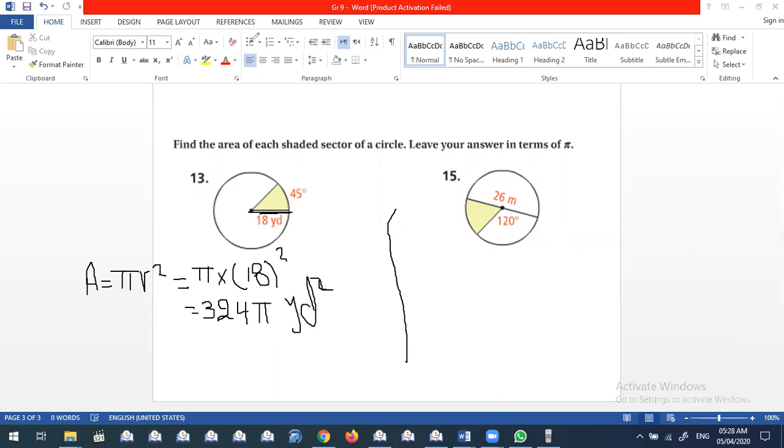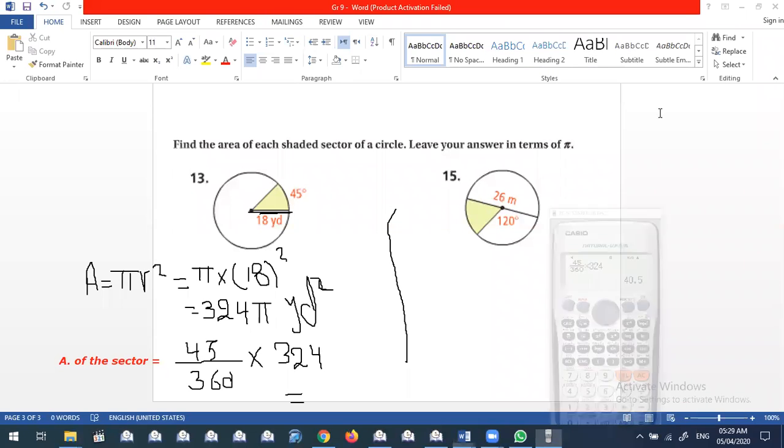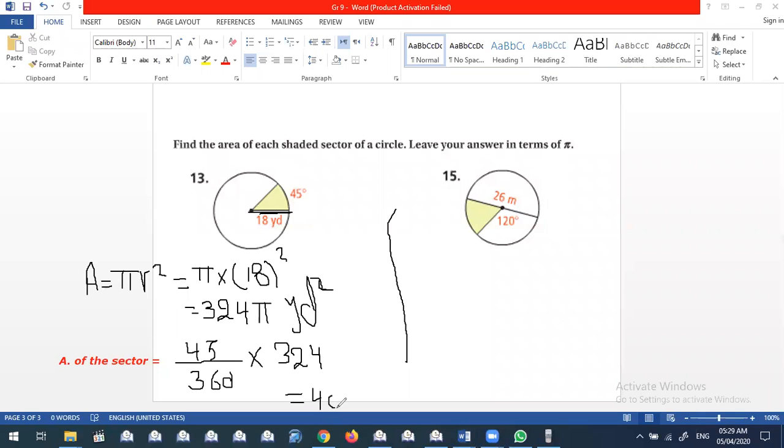To find the area of the sector, area of the sector equals the measure of the arc. The arc here is 45, over 360, times the area of the circle, which is 324. Find the final answer. 45 over 360 times 324. The answer, changing into decimal, is 40.5. So the answer is 40.5 pi square yards. The next exercise, I need to find the area of this sector.